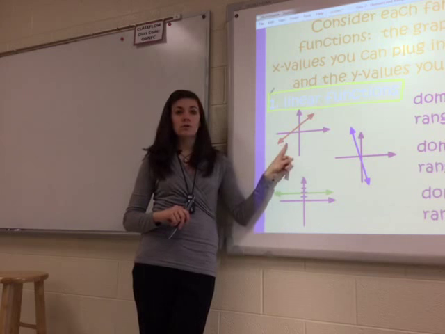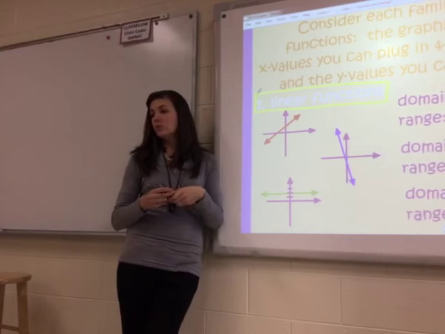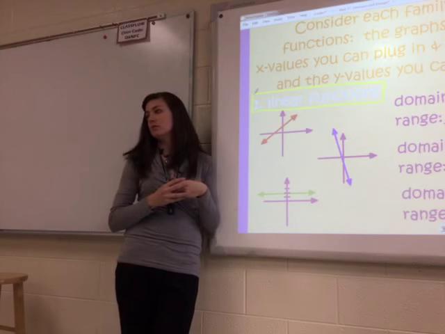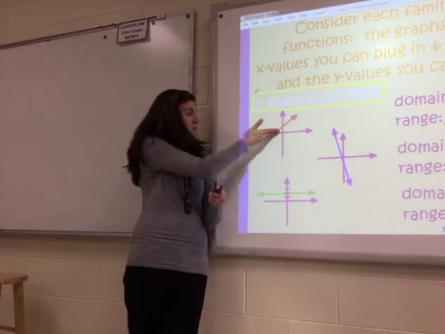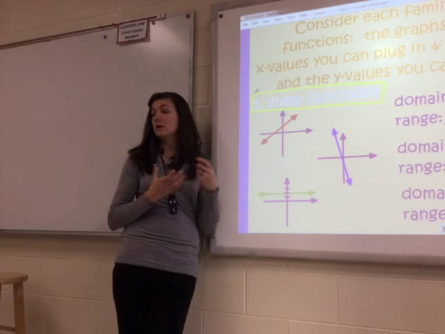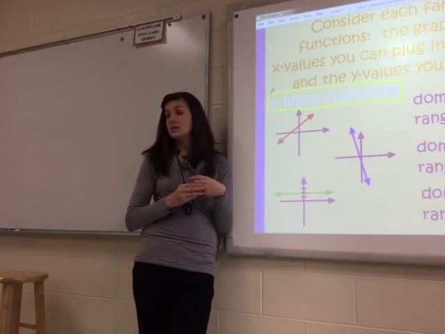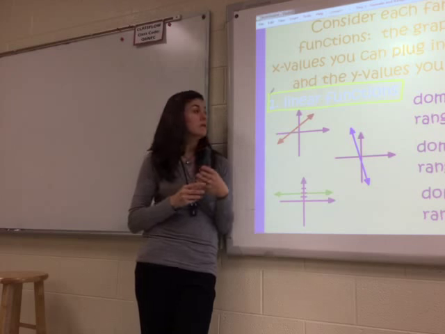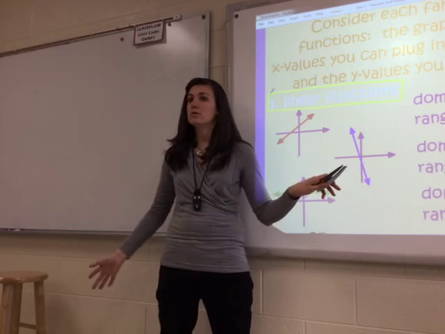So let's look at this one first, the red one. What's this graph doing? What's it doing as it goes this way? Does it keep going? Yes. What about this direction? Ascending, does it keep going? Yeah, that's what these arrows mean here: my graph goes infinitely in both directions.